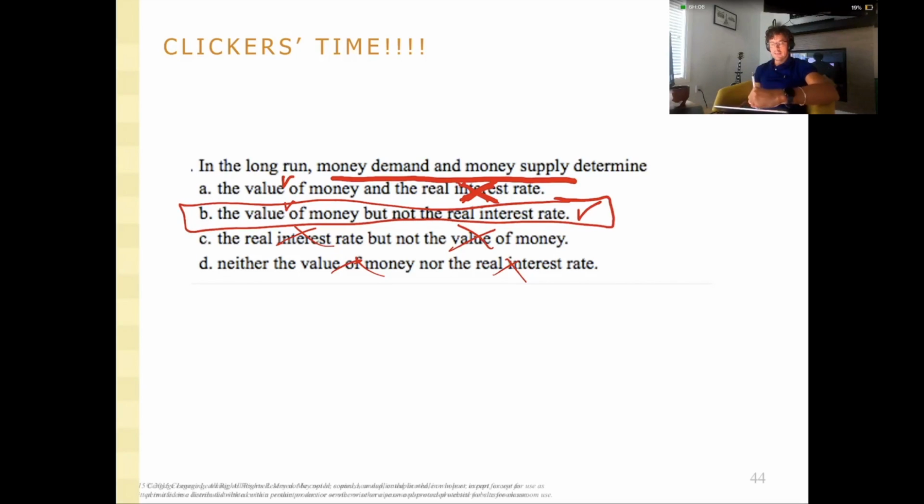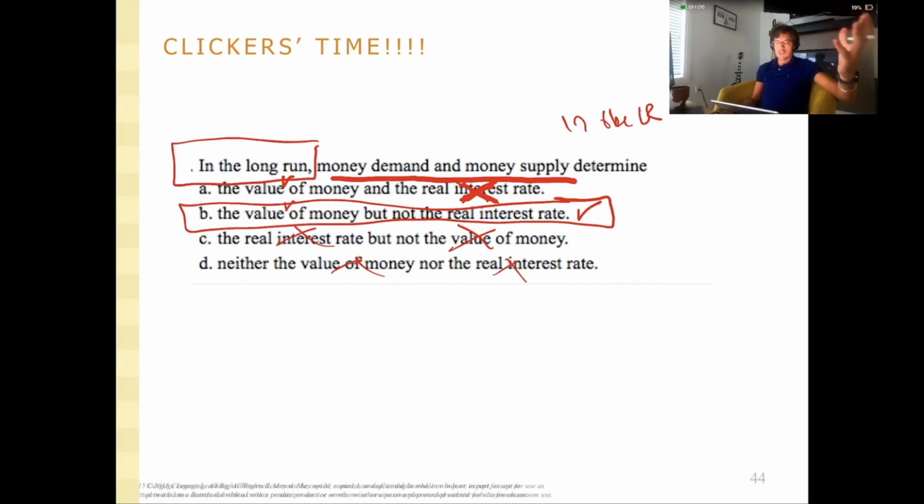Okay, the money neutrality theory is telling us that in the long run, money demand and money supply affect monetary factors like the value of money, but not real variables like the real interest rates.